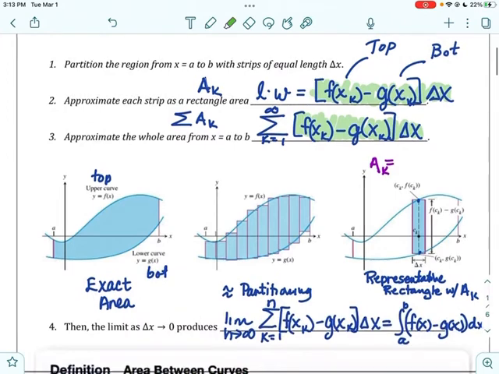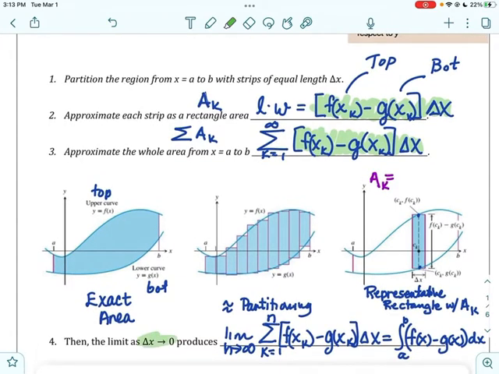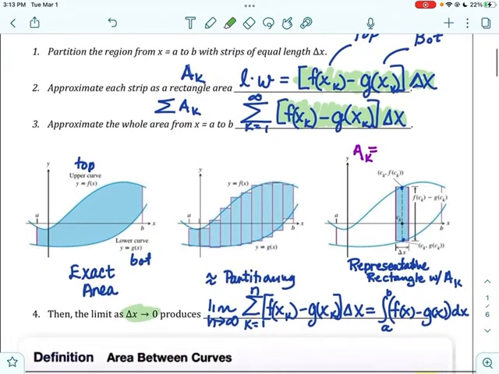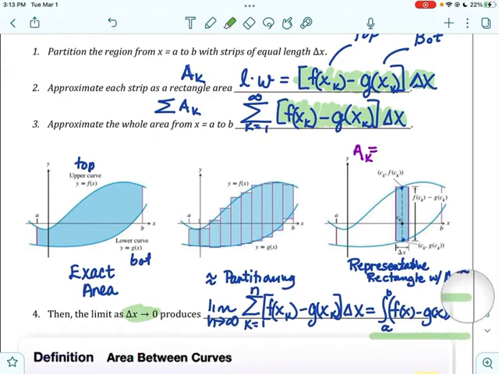So when we come down here, the limit as delta x approaches 0 is the limit as n goes to infinity of the summation from k equals 1 to n of f of x sub k minus g of x sub k delta x, which is equal to the integral from a to b of f of x minus g of x dx, okay?